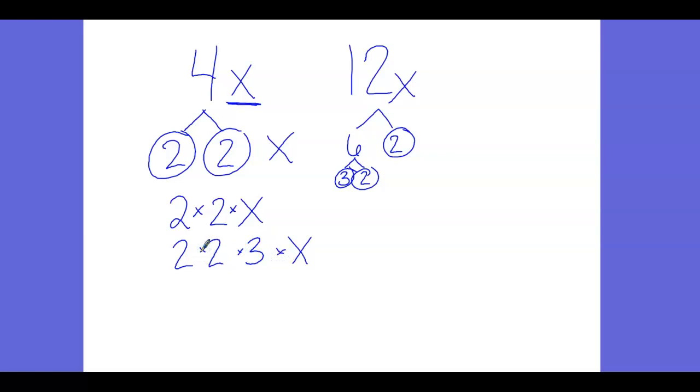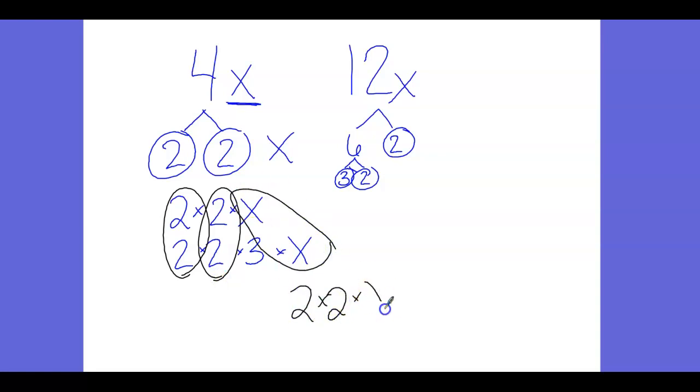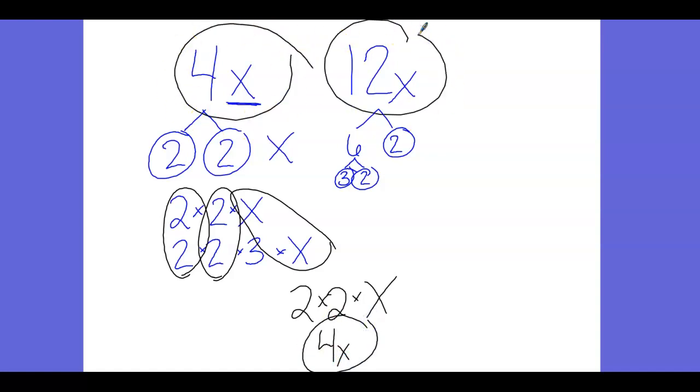So now I'm going to go through and circle what I have in common. Okay, so I have 2, 2, and x. So now if I write what I have in common, I'm going to simplify it. How could I simplify this? 2 times 2 is 4 times x is 4x. So the greatest common factor between these two is 4x. Make sense?